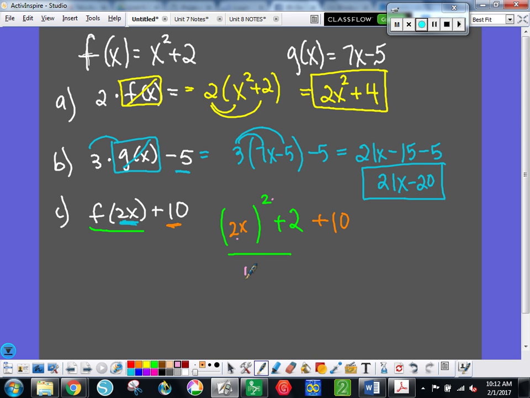Say it again, Marcus. 4. Let's see that. 4x squared plus 2 plus 10 is 12. Is there anything else you can do with that? They both have a 4. No, I'm just going to leave it. There's no equal sign, so I'm not going to divide by the 4. Just leave it.